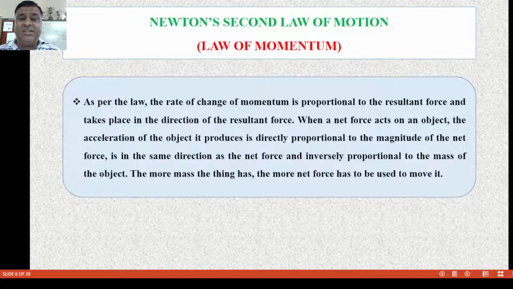Now the second law is the law of momentum, or the law of resultant force. As per the law, the rate of change of momentum is directly proportional to the resultant force and takes place in the direction of the same resultant force. When a net force acts upon an object, the acceleration it produces is directly proportional to the magnitude of the net force and in the same direction as the net force. It is inversely proportional to the mass of the object. The more the mass, the more net force has to be used while moving any type of object.